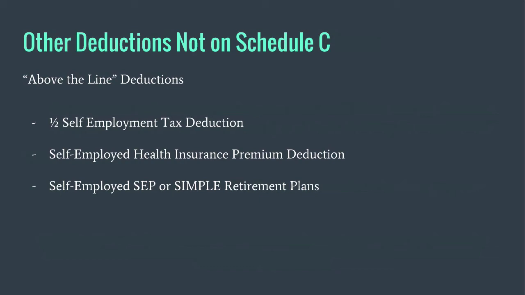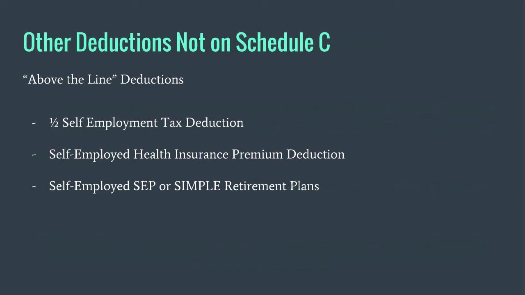The second one is self-employed health insurance premium deduction. So, as a self-employed person, the health insurance premiums for yourself and your family that you pay on an individual plan, this can't be something that gets paid through a spouse's job or anything like that. But it could be, say, you went through the marketplace in your state or healthcare.gov. That would count as self-employed health insurance because you're paying directly to the insurance provider. So you can deduct those from your income. And again, that goes on the 1040.